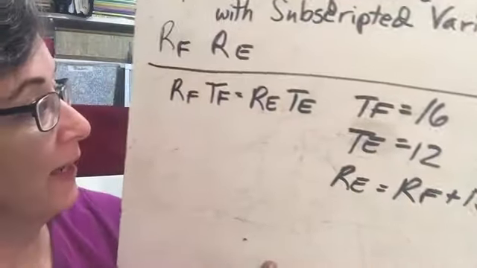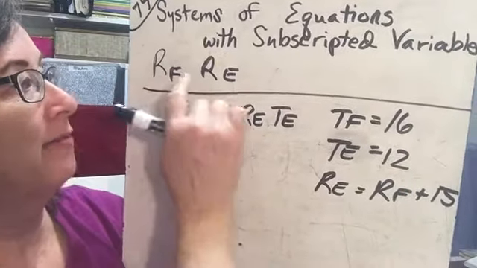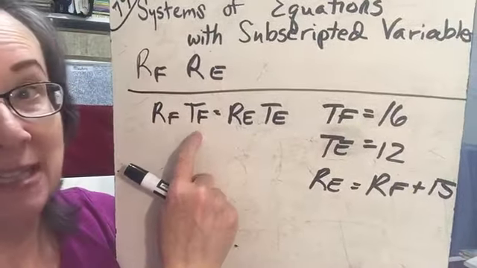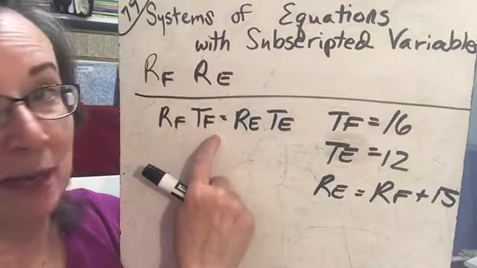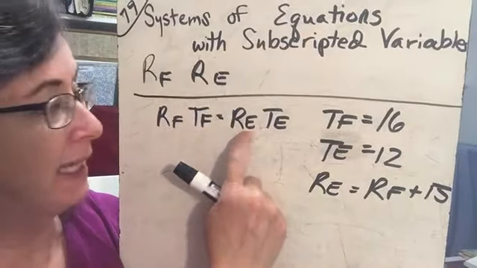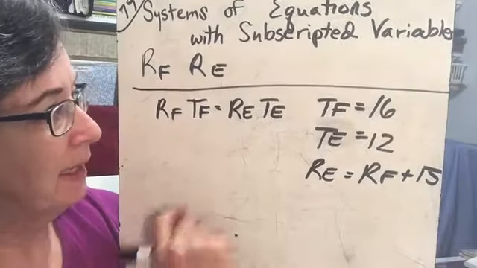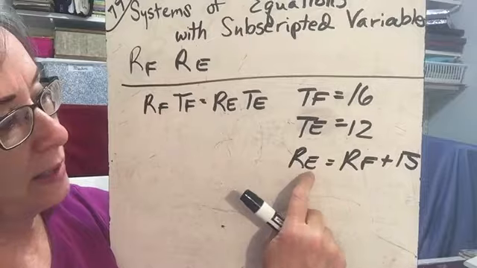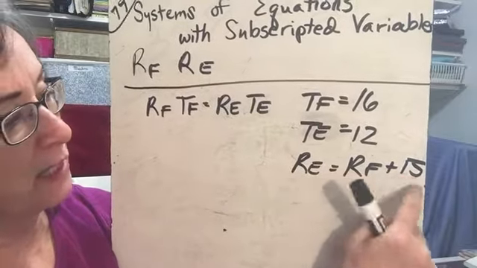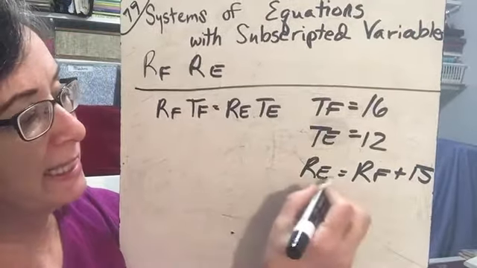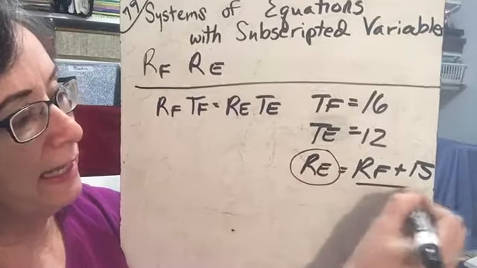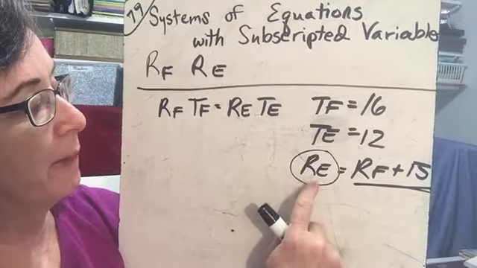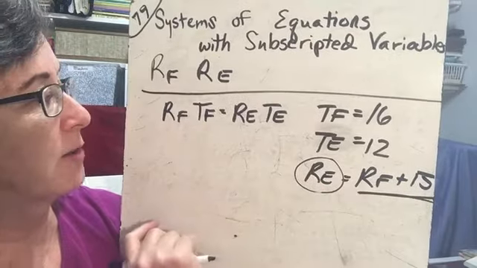Last example here. So R sub F and R sub E are the ones that we're trying to find. Rate of F times time of F is equal to rate of E times time of E. Time of F is equal to 16. Time of E is equal to 12. R sub E equals R sub F plus 15. Since this is easy to substitute in, let's substitute the R sub E and keep the R sub F.